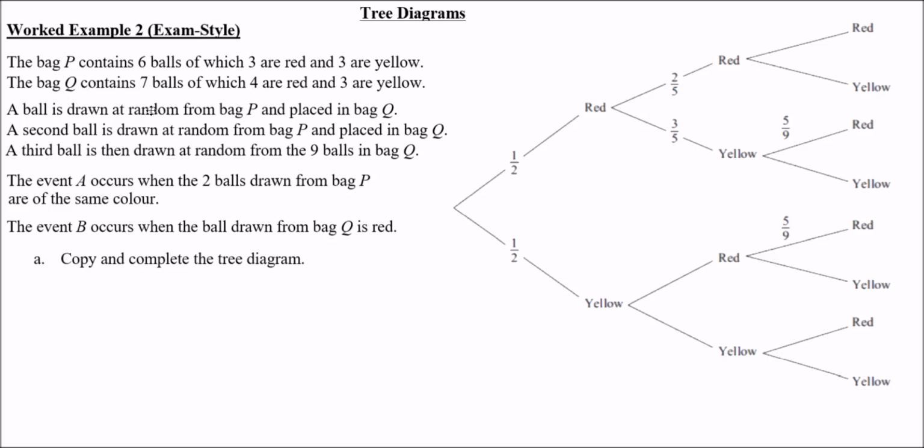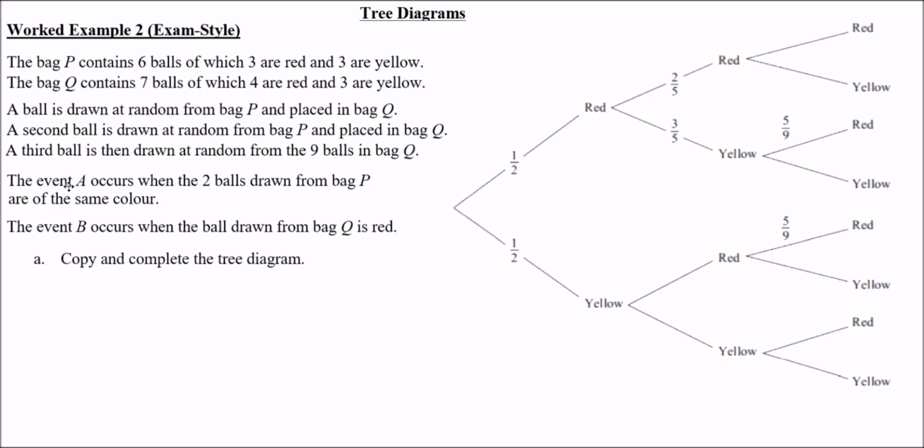A ball is drawn at random from bag P and placed into bag Q. A second ball is drawn from bag P and placed in bag Q. So the same thing happens twice. 2 balls picked at random in succession from P into Q, both at random. But then the third picking is drawn at random from the 9 balls then inside bag Q, because bag Q started with 7 balls, but after 2 balls have been placed from P into Q, it will then have a total of 9. So this drawing is from bag P, then from bag Q.